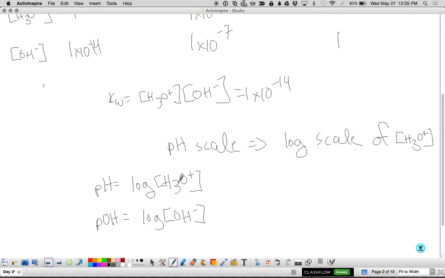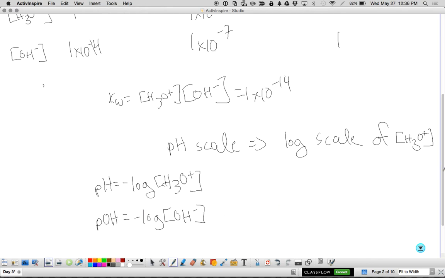And since we're already kind of making a shortcut here, and let's try to be even lazier, let's just say, hey, I don't really like negative numbers. I'm a positive kind of person. I like positive values. Well, the pH equation is actually the negative log of H3O plus, and pOH would be the negative log of concentration of OH minus. Okay?